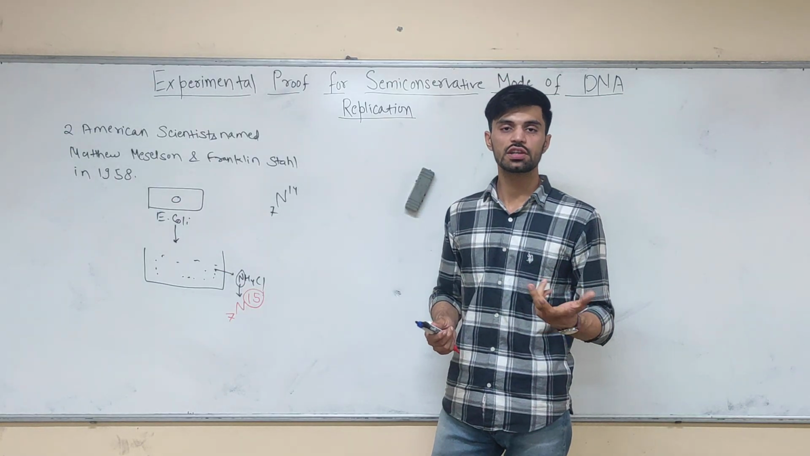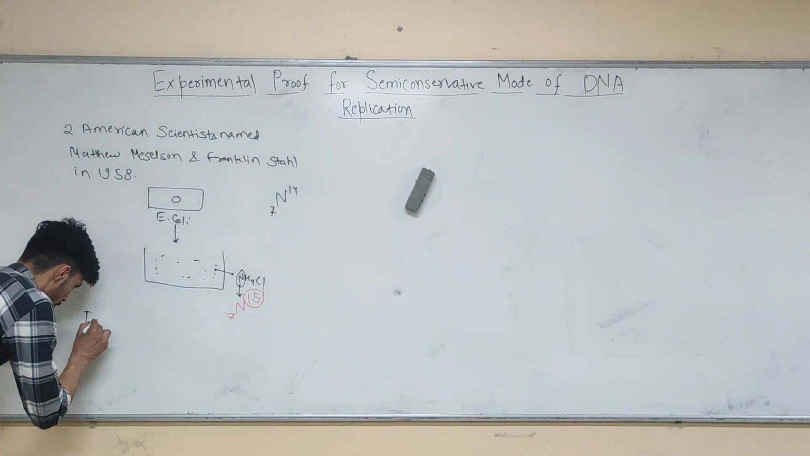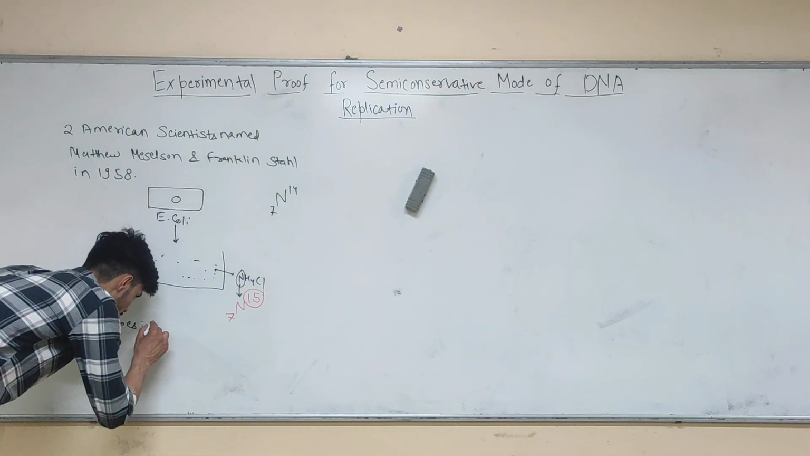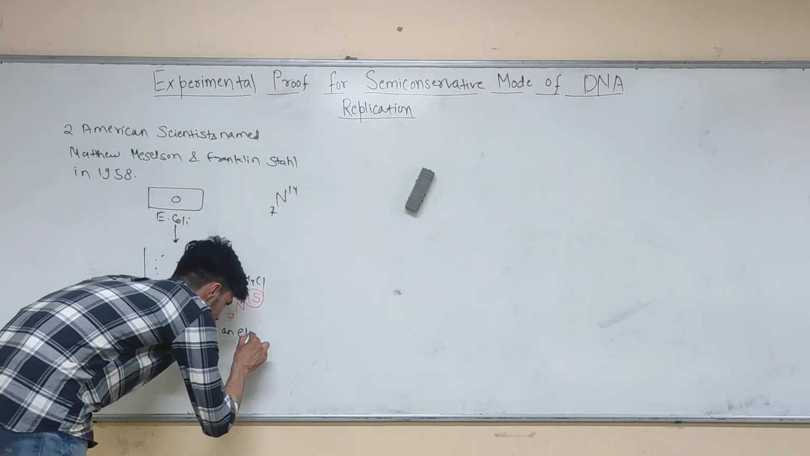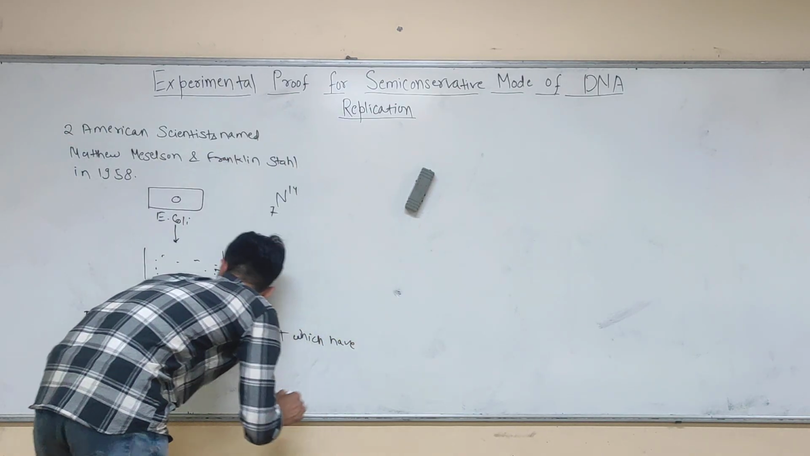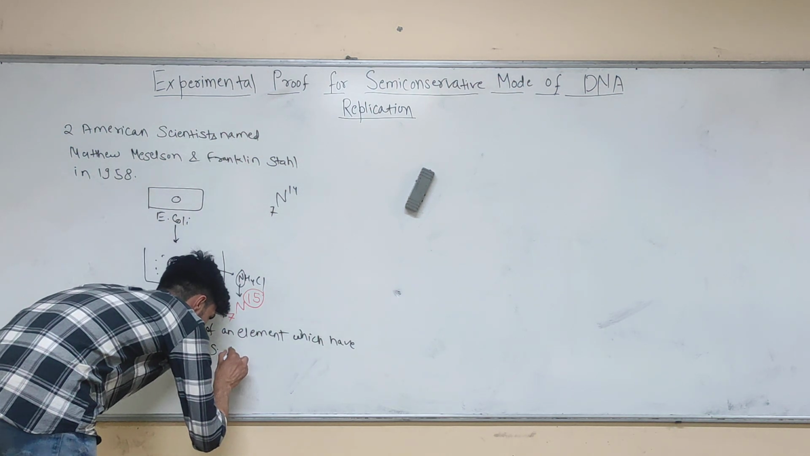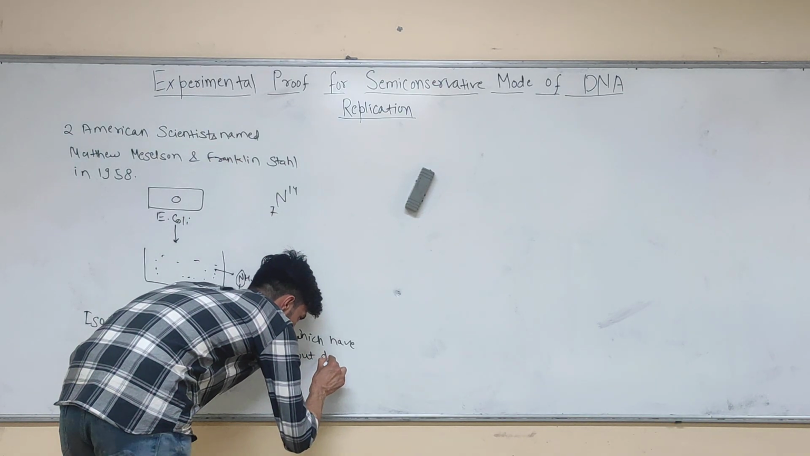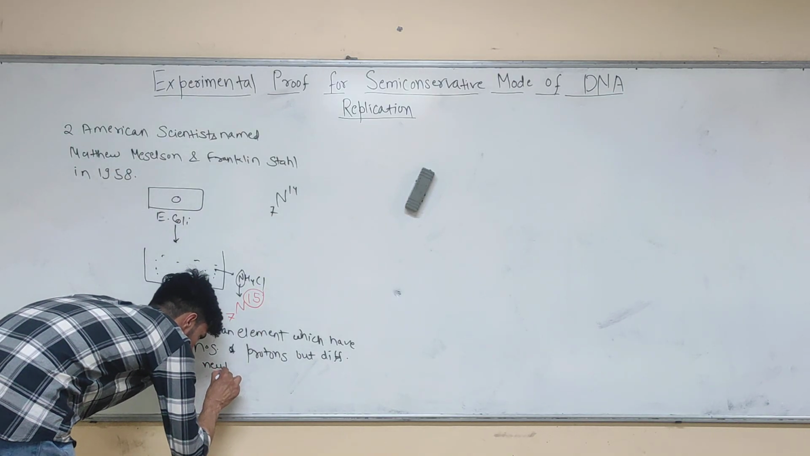So what are isotopes? If we normally talk about isotopes, they are species of an element with the same number of protons but a different number of neutrons.